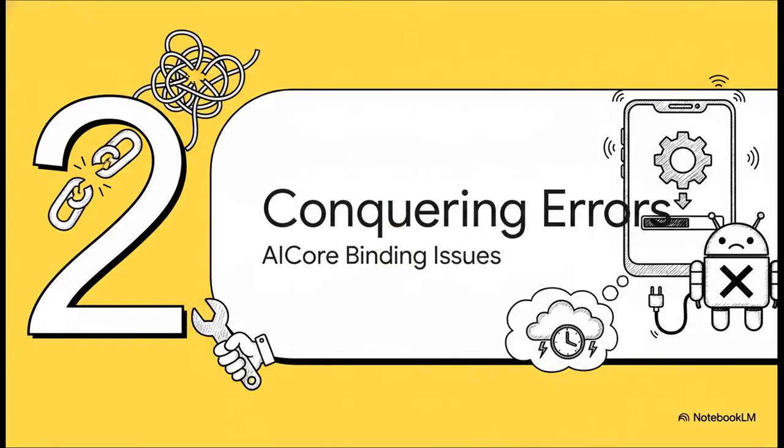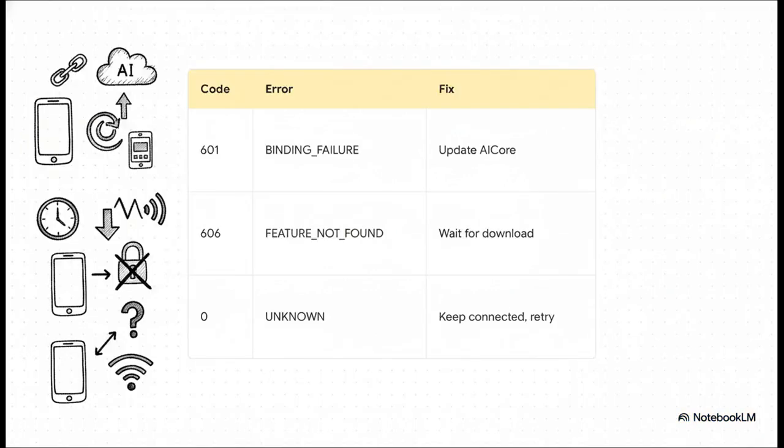Which brings us to Section 2, Conquering Common Setup Errors, specifically dealing with those pesky AI Core binding issues. All right, so here's the deal. ML Kit's generative AI relies super heavily on an Android system service called the AI Core app. It has to boot up and grab its configs from the server. When a device is fresh out of the box or maybe just recently reset, this process just takes time.